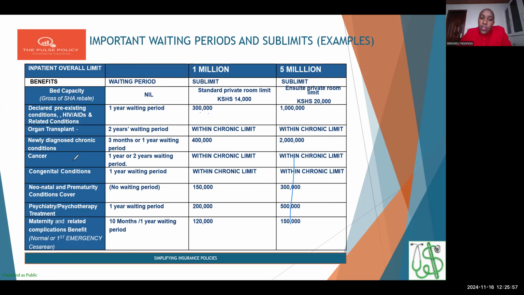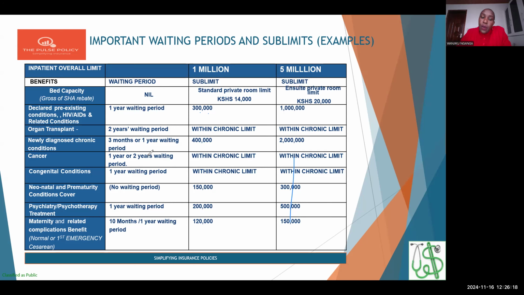Cancer, in most cases, is going to have a waiting period. In some companies, they're going to give a 1 year waiting period. In other companies, you have a 2 year waiting period. If you have a 1 year waiting period, it means you can only get the benefit of treatment for cancer in the second year of your cover. When you renew, the second year is when you're going to get the benefits for treatment of cancer.